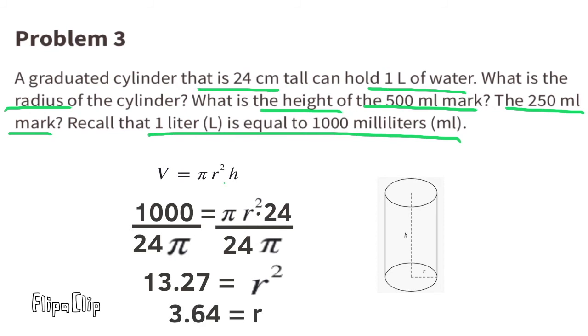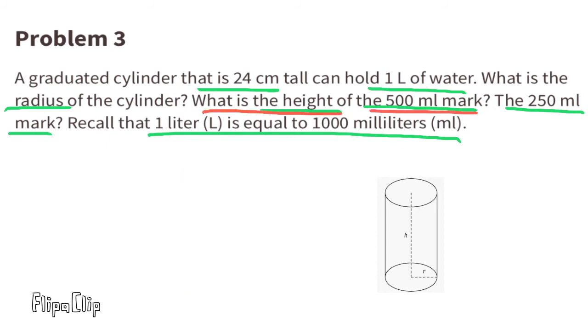3.64. So the radius of this graduated cylinder is 3.64 centimeters. This question also asks, what is the height of the 500 milliliter mark? Well, 500 milliliters is half of 1,000 milliliters, so its height is going to be half of 24 centimeters. Half of 24 centimeters is 12 centimeters. That was the easy way.